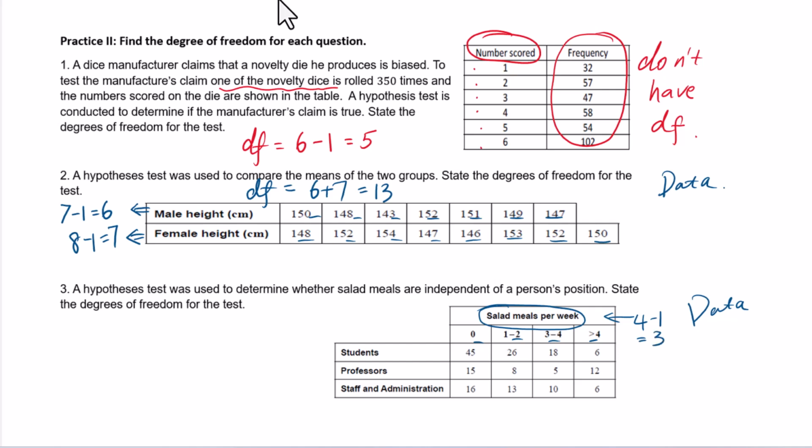Check the data for rows. 1, 2, 3. So 3 minus 1 equals 2. Since we are testing the relationship, we need to do the multiplication. 3 times 2 equals 6. This is the degrees of freedom.